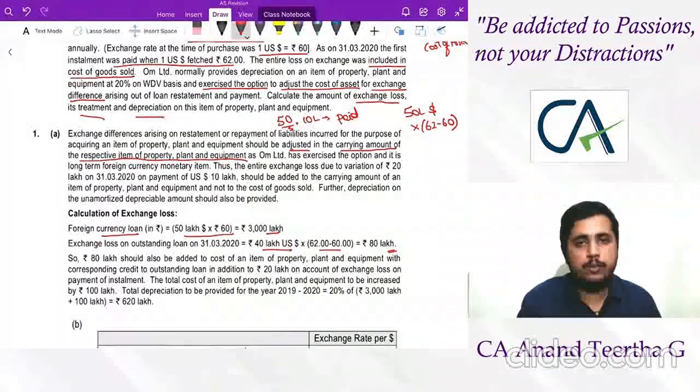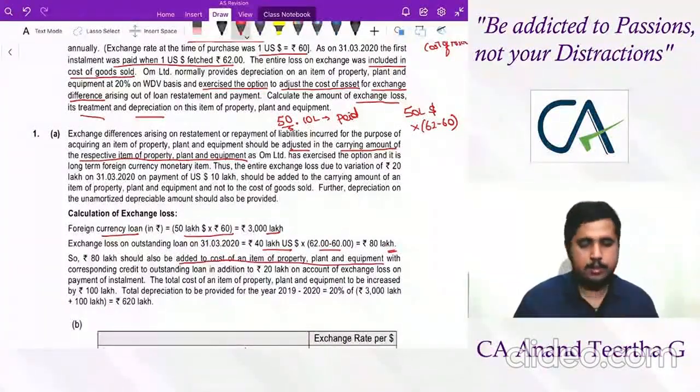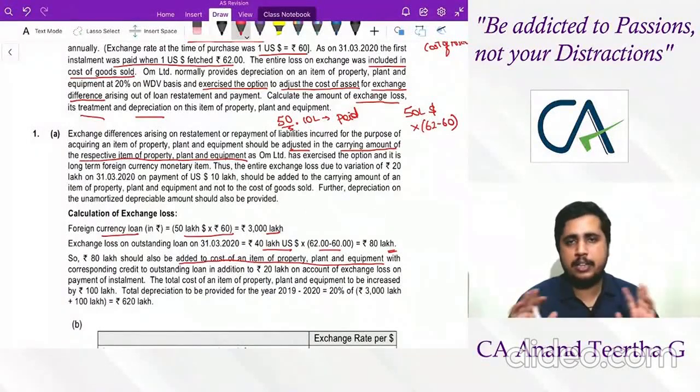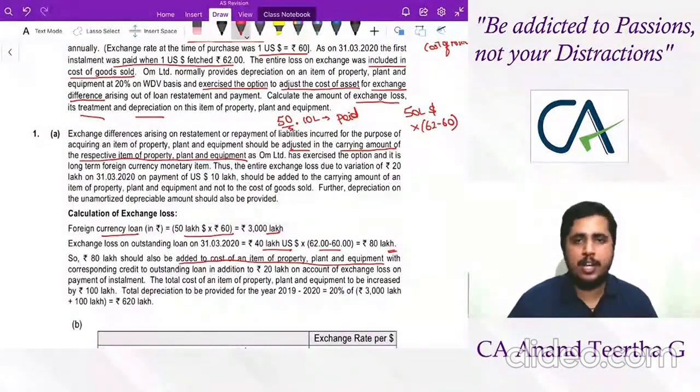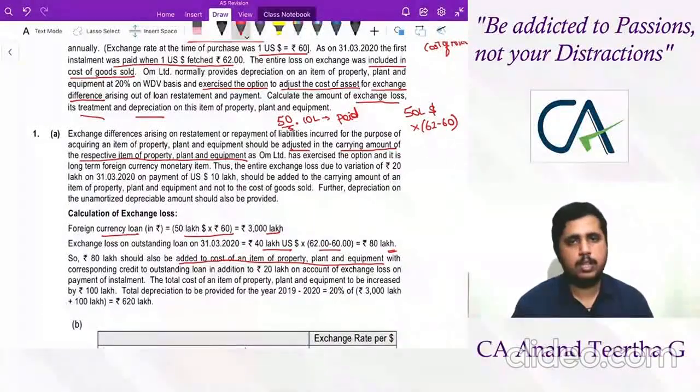Okay, what should we do with this exchange rate difference? Add it to the cost of the property, plant and equipment. Basically, this 80 lakh will be an increase in the loan also. At the same time, it is an increase in the cost of the asset also. So both of them will be added up instead of transferring ERD to P&L. So that is how this entire stuff is supposed to be done. Okay, so this is how you are supposed to deal with it.